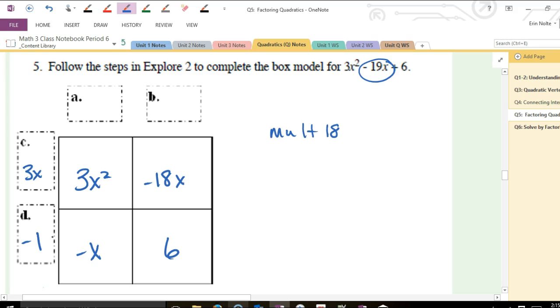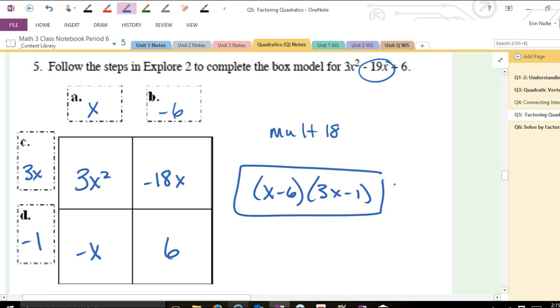Okay, what about my vertical? What's the greatest common factor for the vertical? Just x, because you can't pull a 3 out of the bottom one, right? Okay, what's the greatest common factor of B? Negative 6. Yeah, negative 6. Right, yeah. Okay, so my two quantities are x minus 6 and 3x minus 1. Everybody good? Are you sure?